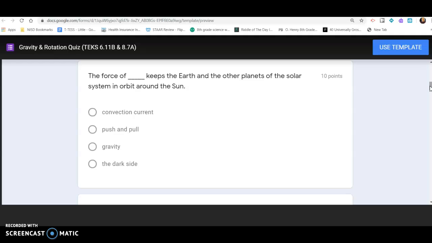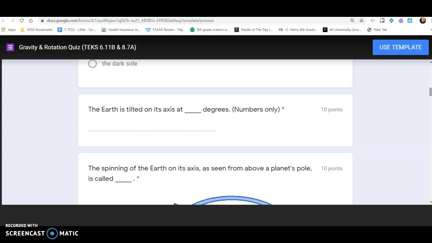So for number one, the force of blank keeps the Earth and the other planets of the solar system in orbit around the sun. Is it convection current, push and pull, gravity, or the dark side? Next question is a numeric response, and it will have a decimal on this one. The Earth is tilted on its axis at blank degrees.